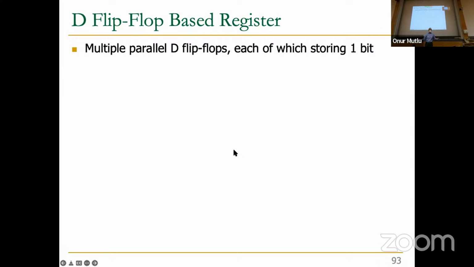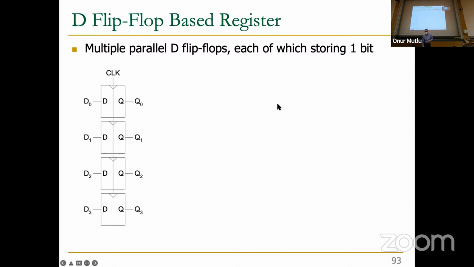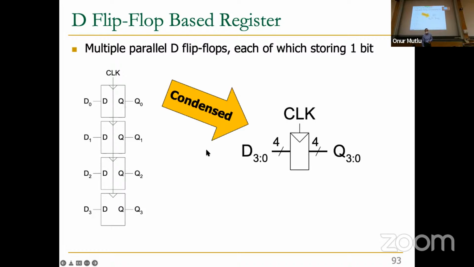Okay, so now we can build a register. This is what we want. Now we can safely construct finite state machines the way we want them. We can have multiple parallel D flip-flops, each storing 1 bit. And this is basically that. There's no magic over here. We just replicated it so that we have 4 bits. And we can actually represent that compactly this way. This is a 4-bit register, D flip-flop based register.